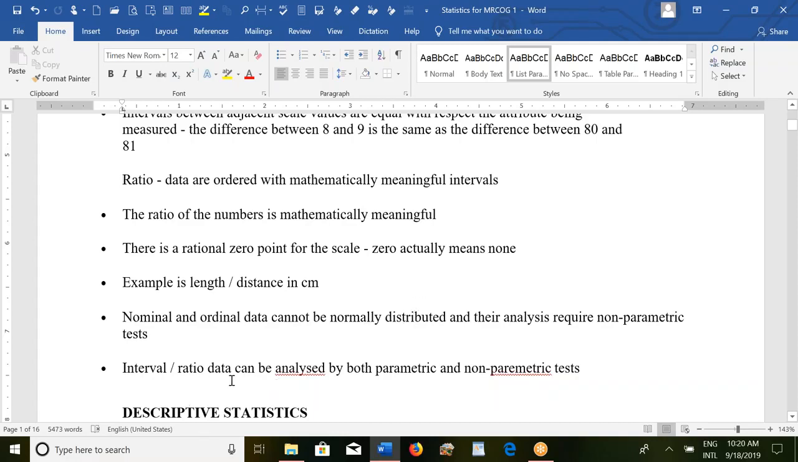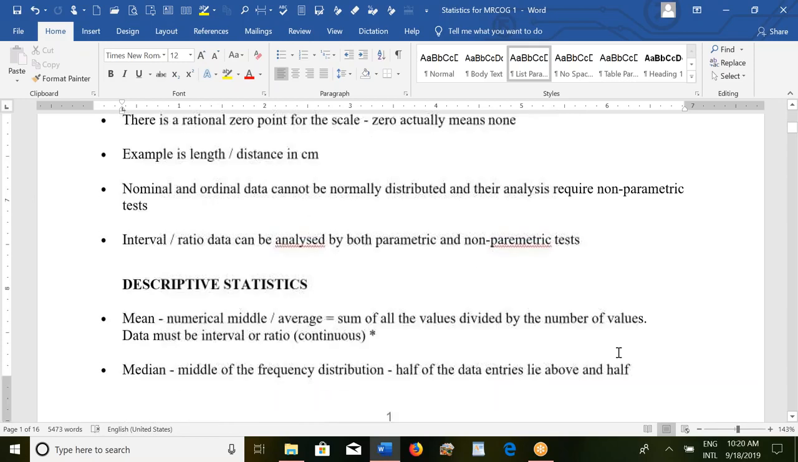Then interval and ratio data can be analyzed by both parametric and non-parametric tests. Here, non-parametric means that we will talk about them, that they are not comparable, they are different tests, different types of analysis we will use.